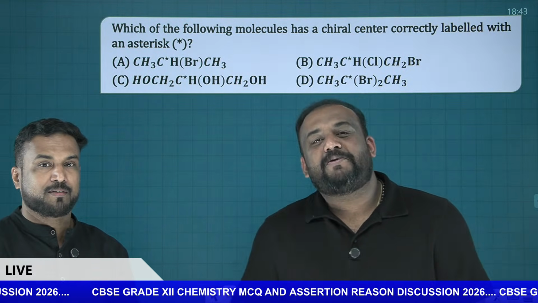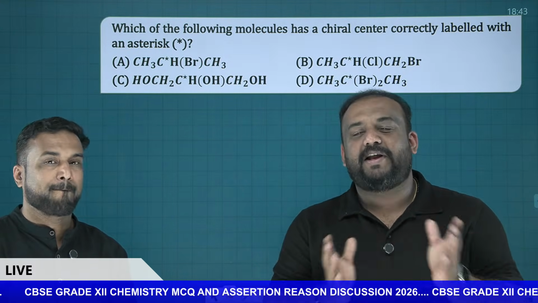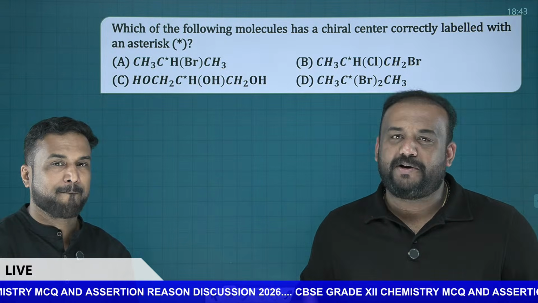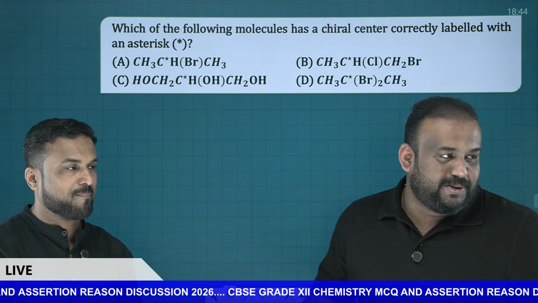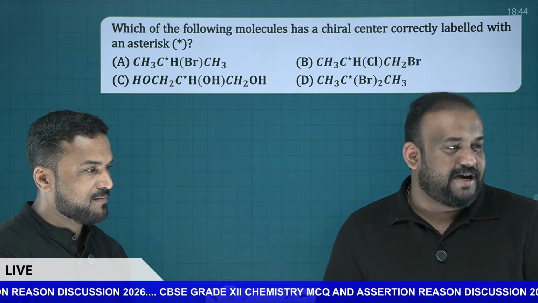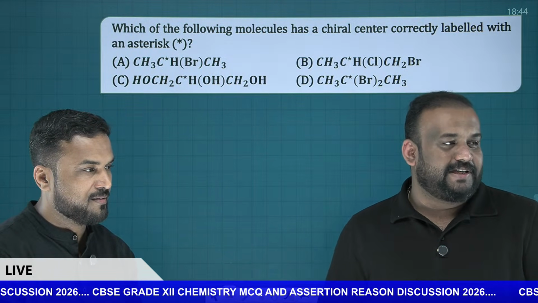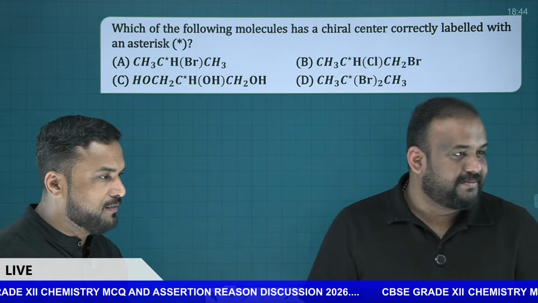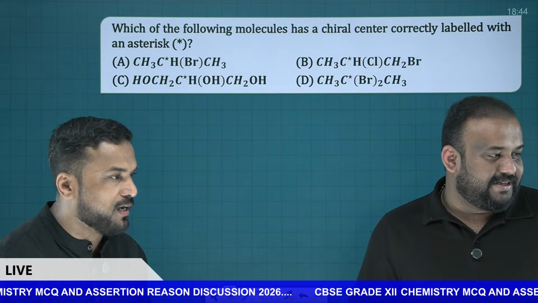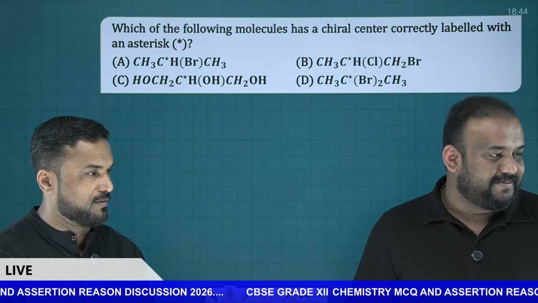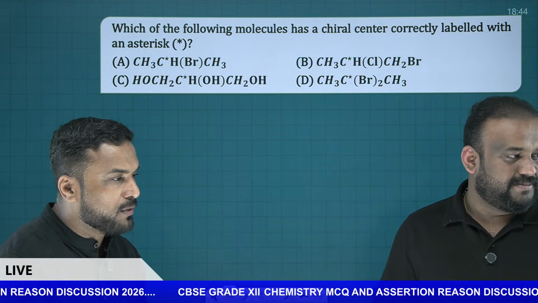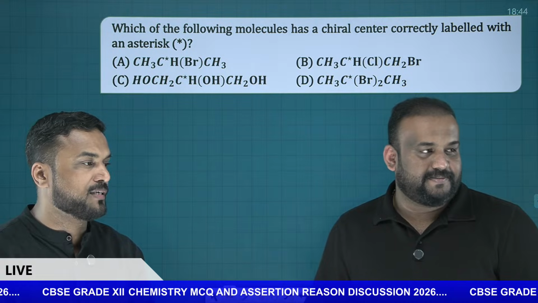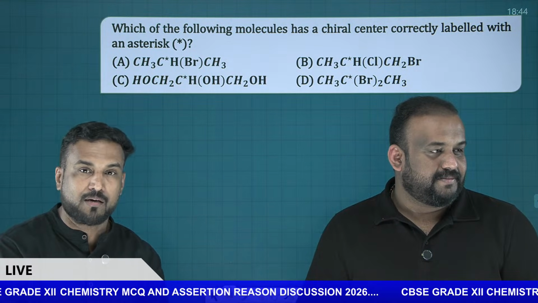You guys remember what chirality is? We have an asymmetric carbon, a carbon which has 4 valencies satisfied by 4 different groups. So if you look at these options, the asterisk marked carbon, which one has 4 different groups? I think you can easily figure it out. So all the groups or atoms attached to the carbon atom should be different. That is called an asymmetric carbon or chiral carbon.